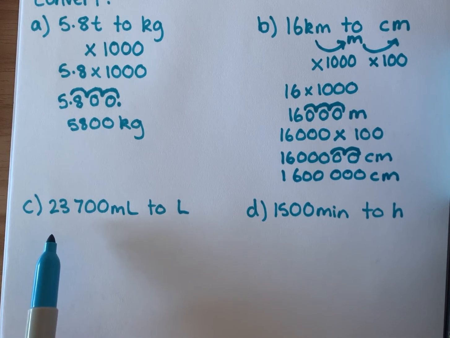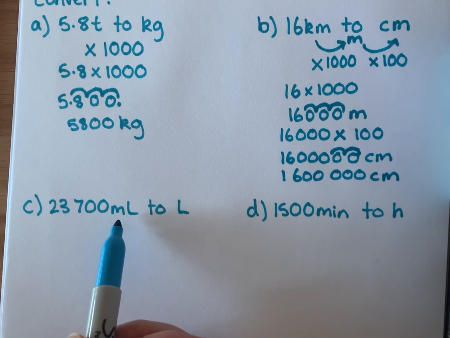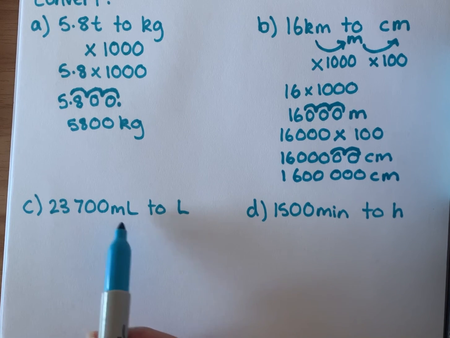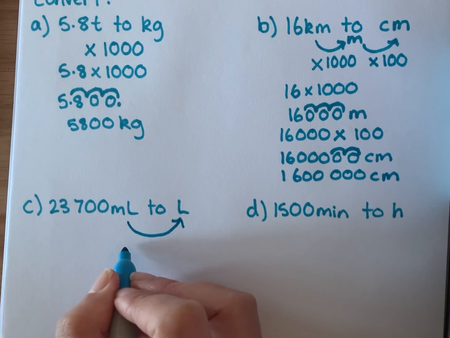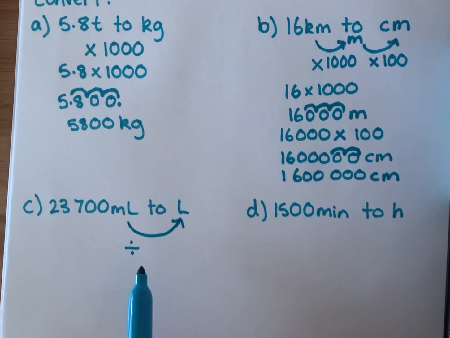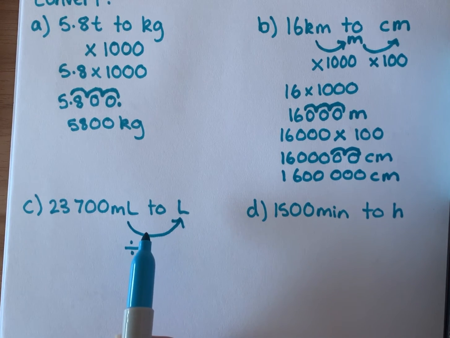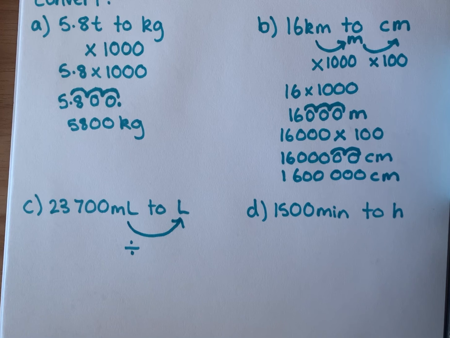Okay, now we're working with capacity here. And we're going from milliliters to liters. So this time we're going from a smaller unit to a larger unit because milliliters are smaller than liters. So we need to divide this time. And what are we going to divide by? You might just know off the top of your head that there are 1,000 milliliters in a liter. You might look at the prefix milli and say, okay, milli means 1,000th of a liter. So that means we're dividing by 1,000 to get 1/1000th.